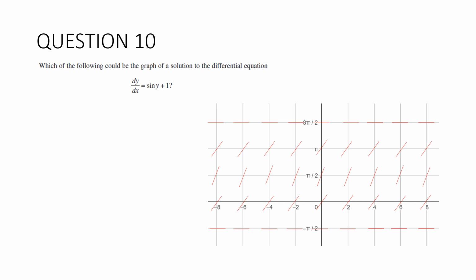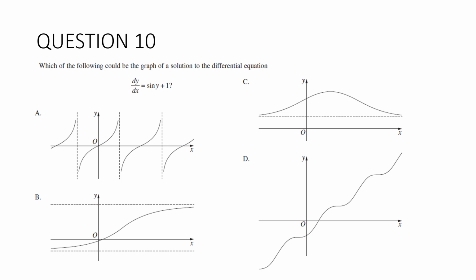Now, there's lots of different solutions here, but here's the basic shape. So let's go back to our multiple choice answers and see if we can pick which one it is. Can you see that it's B?